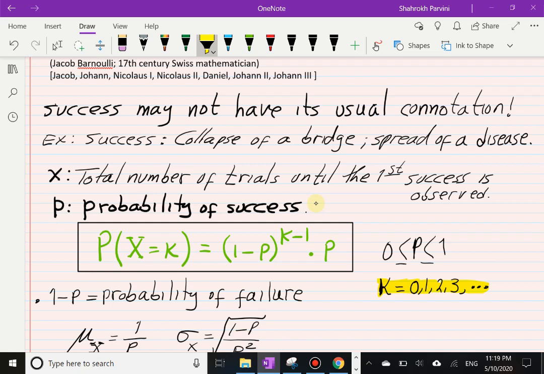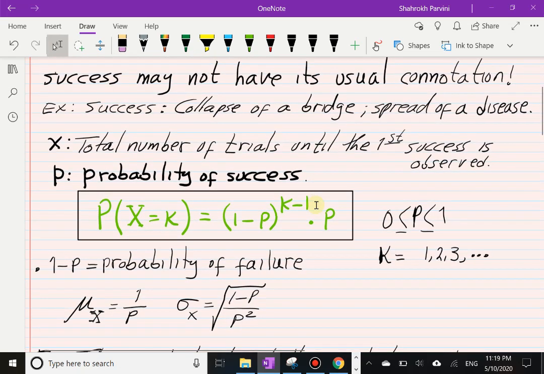Actually, K here should be from 1, not from 0. It doesn't make sense to have it at 0. So please correct that. K equal to 1 means success on the first trial. You cannot have a 0th trial. So there we have that. Now the mean and standard deviation of random variable X are given by that. Now something about the mean here.